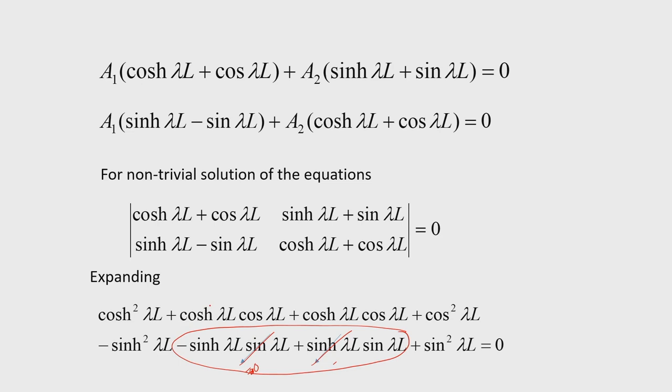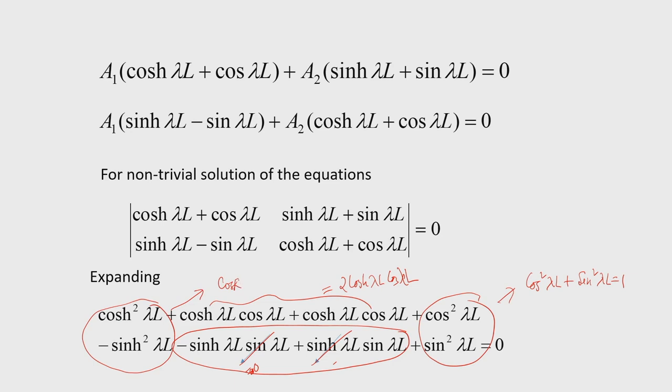Okay. Then these two terms when added will give 2 cos hyperbolic lambda L cos lambda L. These two terms when added we get cos square lambda L plus sin square lambda L equal to 1. And again when these two terms are added we'll get cos hyperbolic square lambda L minus sin hyperbolic square lambda L equal to 1. So ultimately you will get the result 2 plus 2 cos hyperbolic lambda L cos lambda L equal to 0. So ultimately we are getting 1 plus cos hyperbolic lambda L cos lambda L equal to 0.